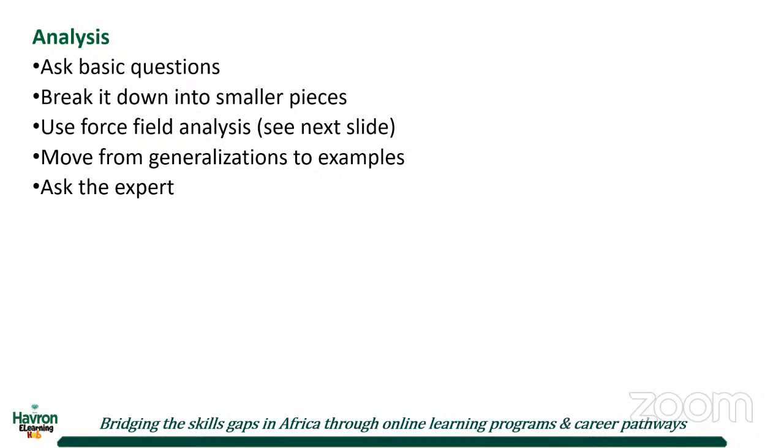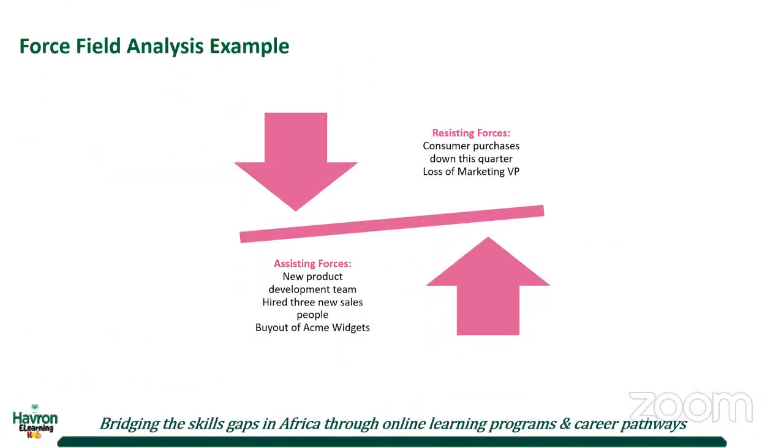Now that we have a general idea of the problem, you need to use what we call analytical tools to define it even further. The steps in this phase can include the following. Ask basic questions such as who, what, where, when, why, and how. You break it down into smaller pieces. The diagram here is showing the use of force field analysis. This is a structured method of looking at two opposing forces acting on a situation. Simply draw a line on a piece of paper.